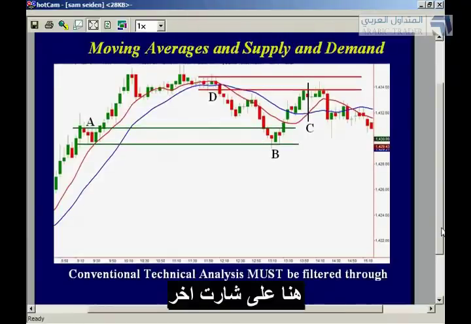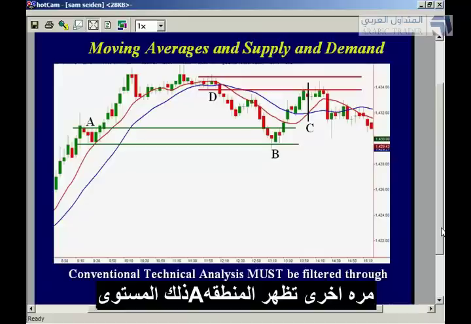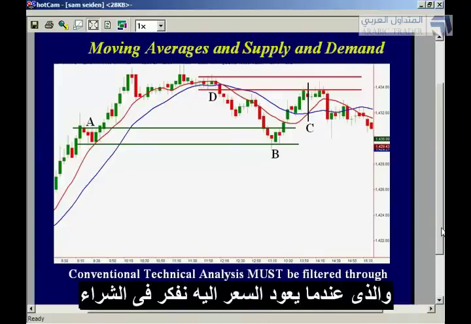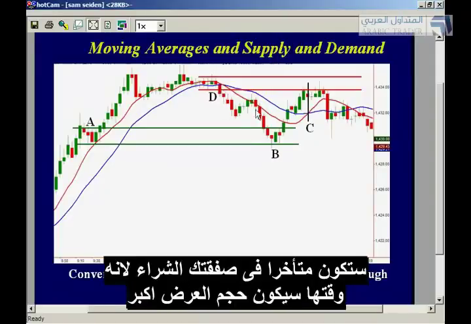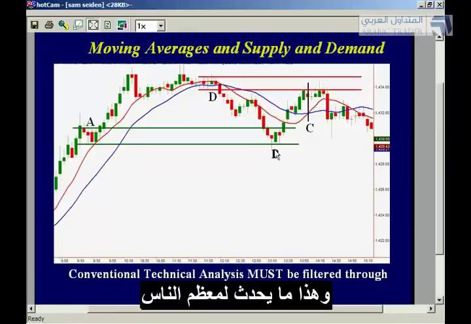Here's another chart. Again, A represents the objective demand level. B represents the first time price comes back into that level where we'd want to be a buyer. But notice here again, if you're waiting for the moving averages to start turning higher and then cross for a buy signal, you can see that comes way late, and it actually comes into an objective supply level, D. And this is what happens to most people.